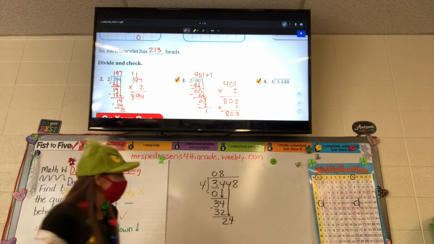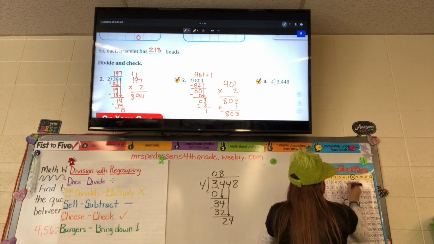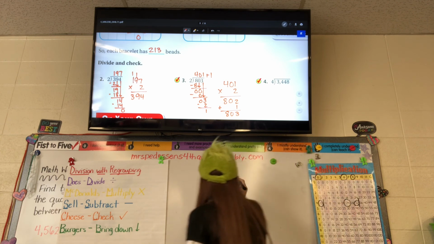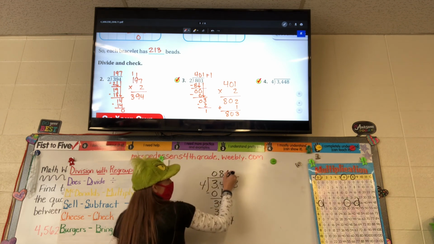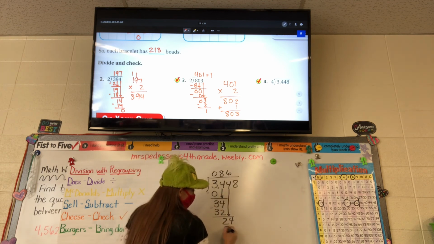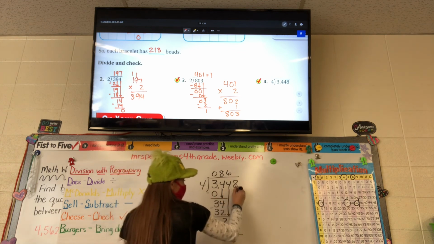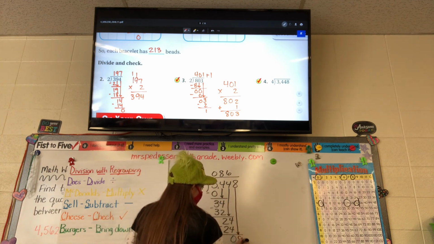Now we go back to the 4 row. What are we looking for? 24. There it is. Circle. Go up. What do we write on top? 5. No. 6. And down low? 24. 24 minus 24 is 0. 0 is less than 4. So we can bring down our 8.